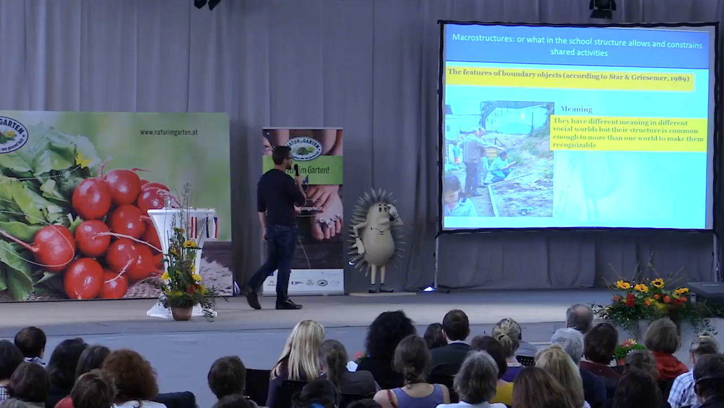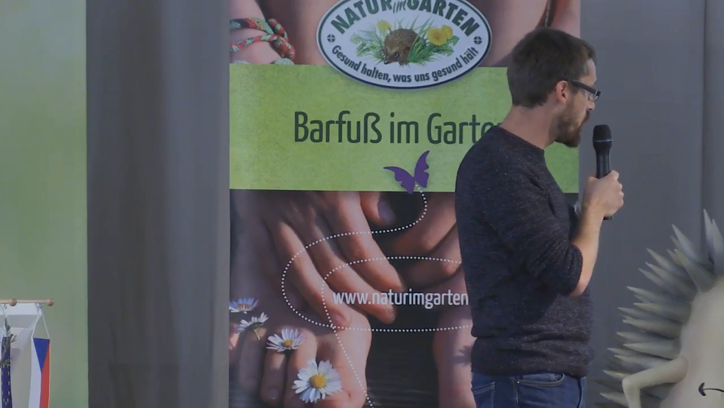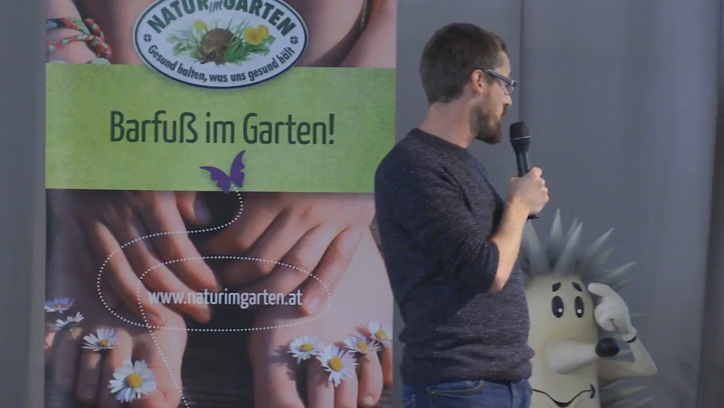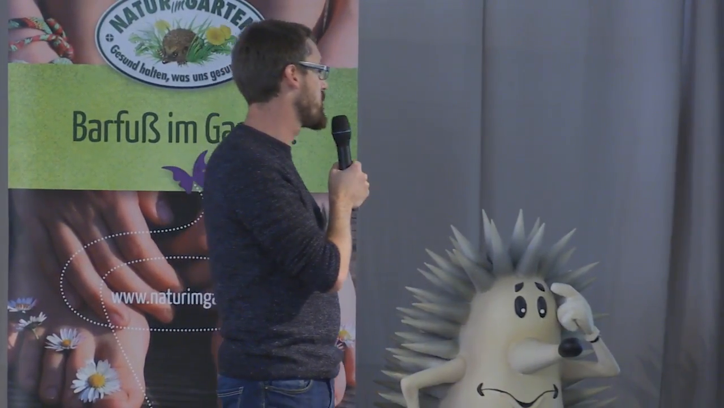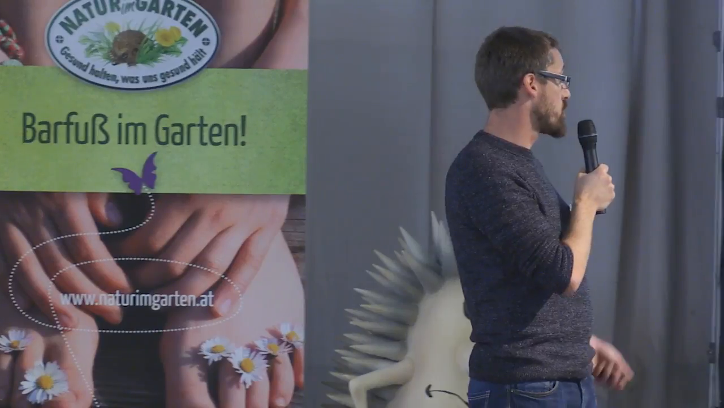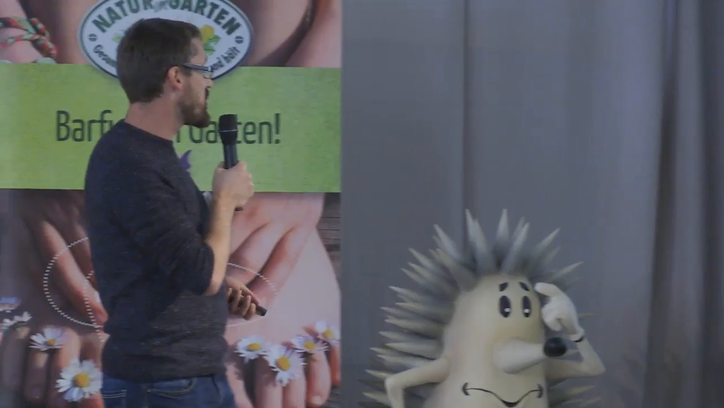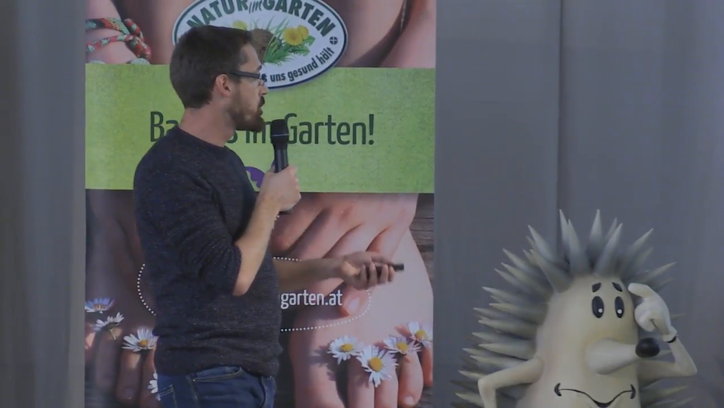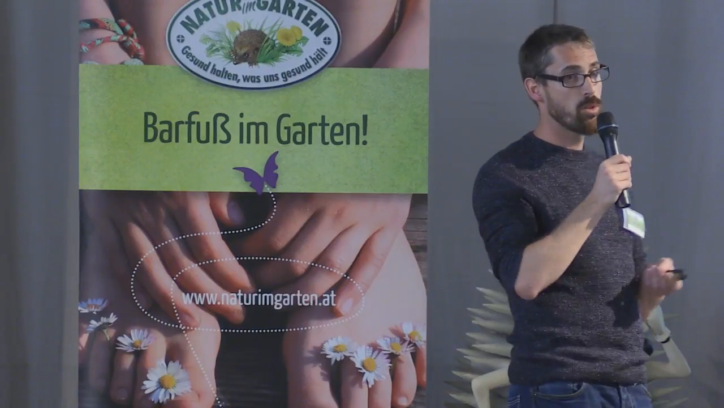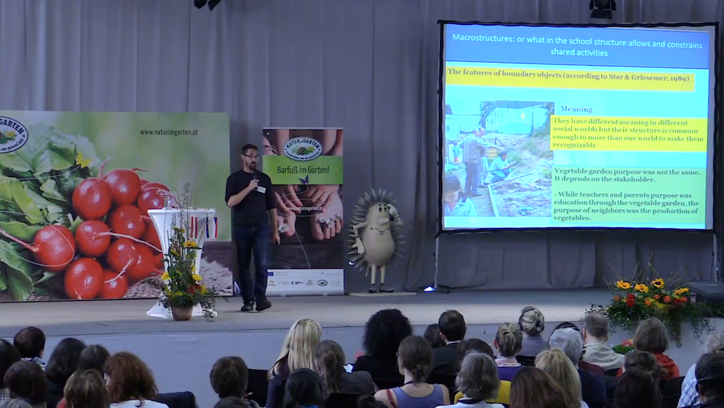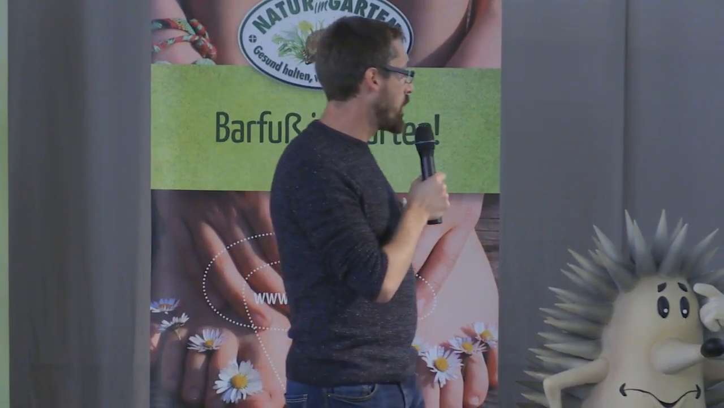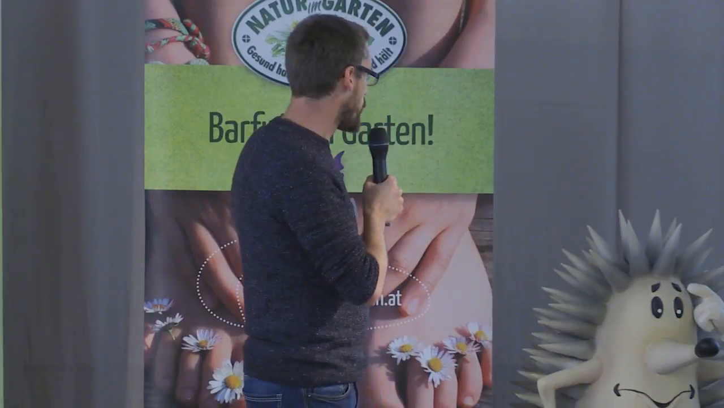And finally, the meaning. They have different meanings in different social worlds, but their structure is common enough to more than one world to make them recognizable. The vegetable garden's purpose was not the same, it depended on the stakeholder. While teachers' and parents' purpose was education through the vegetable garden, the purpose of neighbors was the production of vegetables. So sometimes we had to deal with this dilemma between education and production, and it was a little bit problematic in some cases.